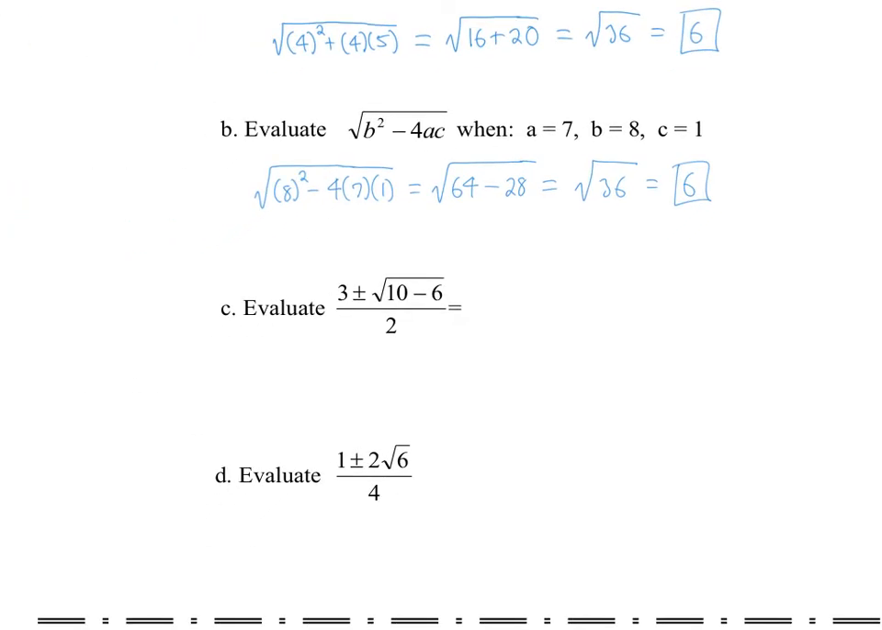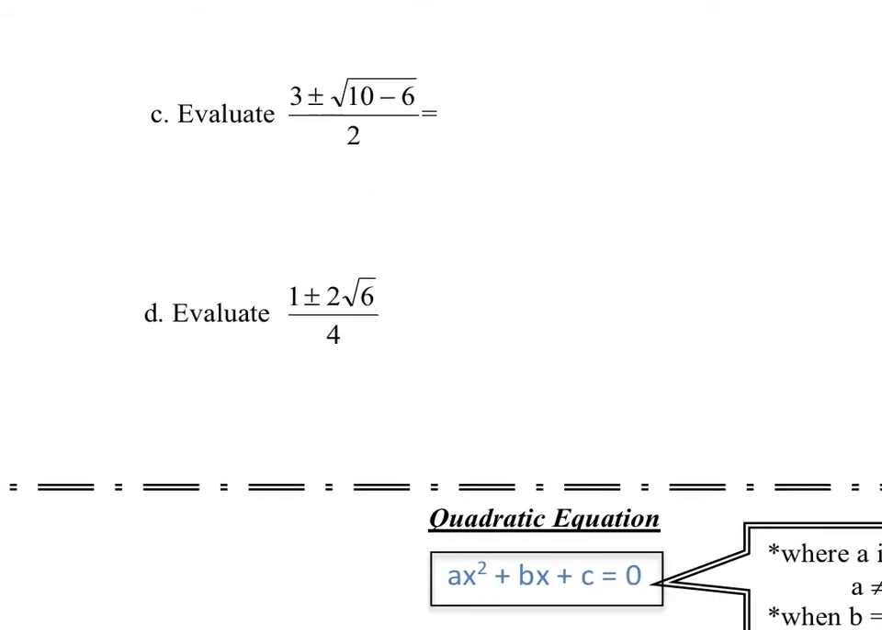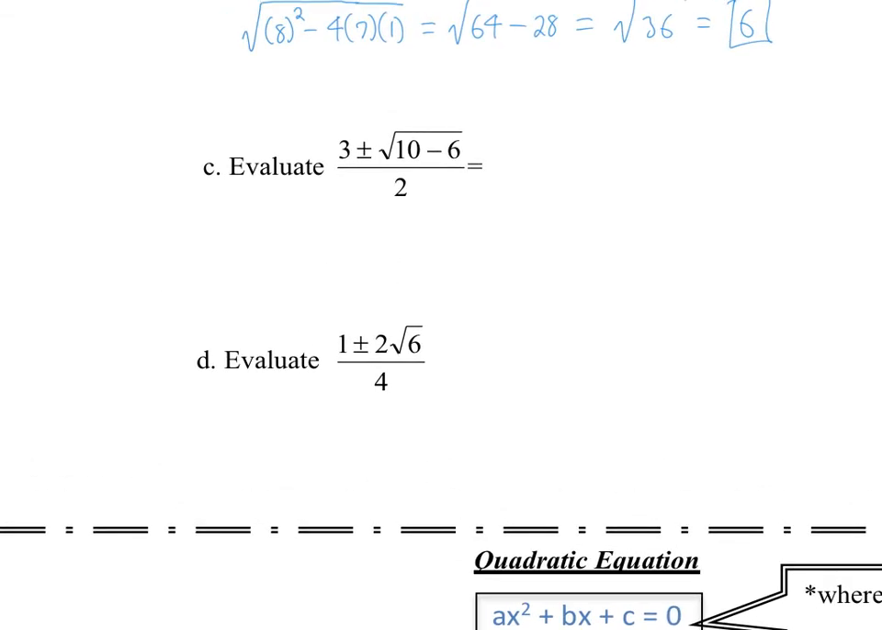Okay, now let's talk about numbers C and D here. All right, C and D. I think we'll do D together, and you guys will try C on your own, okay? So for example, D, we have 1 plus or minus.